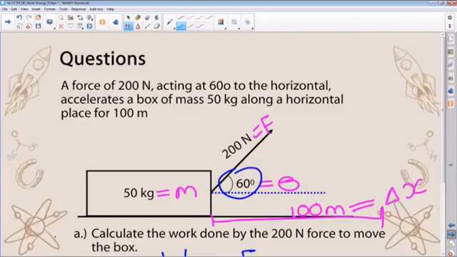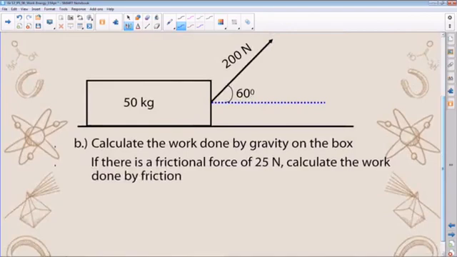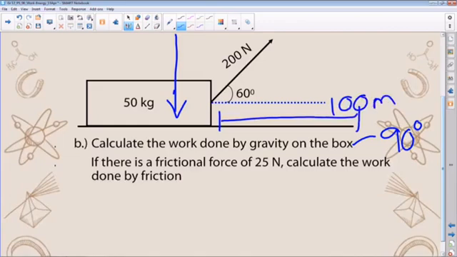Okay? So now we're going to go to the work done by gravity on the box. So we look in the first part. First of all, we're going to recognize something. Gravity acts down, so gravity is acting at 90 degrees to the object's movement. Still moving 100, that hasn't changed. But what we want to know is, what is the force of gravity? The force of gravity must be the object's weight. So in my equation, I'm going to use the fact that Fg equals mg, mass times gravitational acceleration.